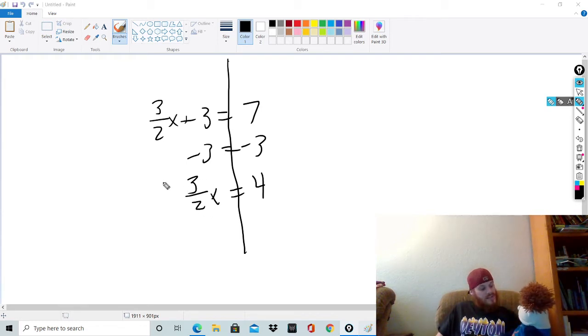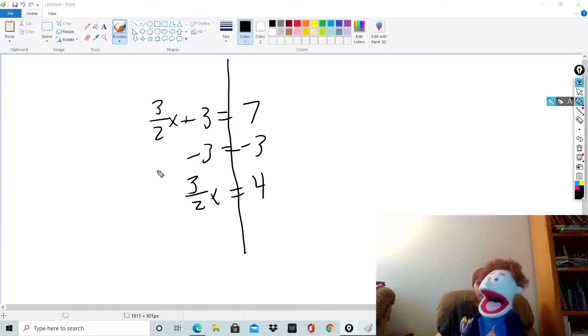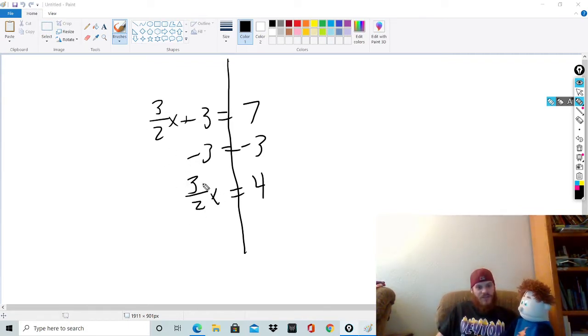Remember, our goal is to get x by itself. If x is by itself, there's only 1 of it. So we want to get rid of this coefficient. You can't subtract it, because 3/2 x is not a like term with 3/2. It's the same reason you can't combine these right there. You can't combine them because they're not like terms. It would be so much easier if we could just combine them all, but that's not the way it works.